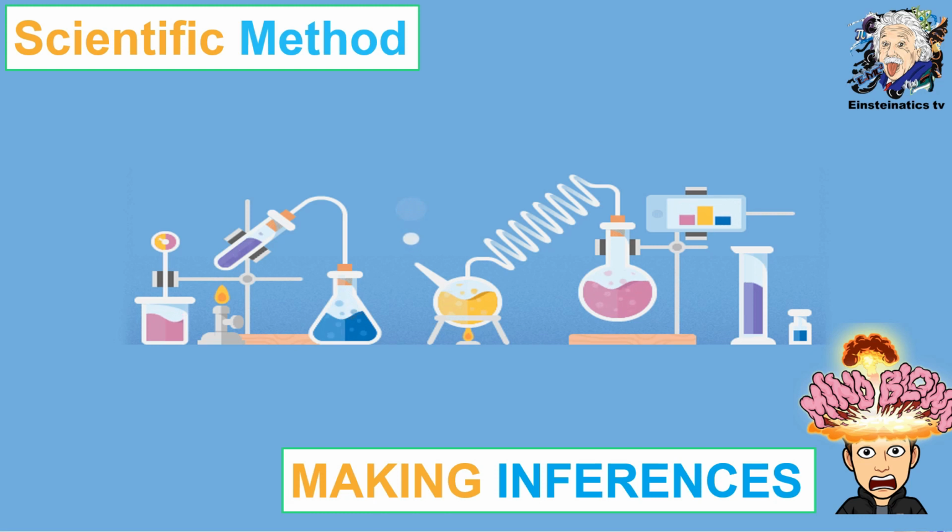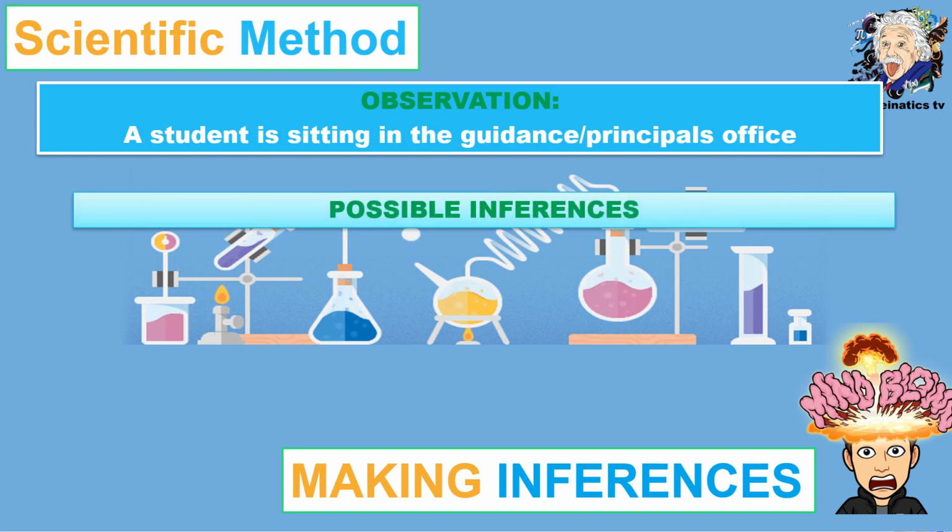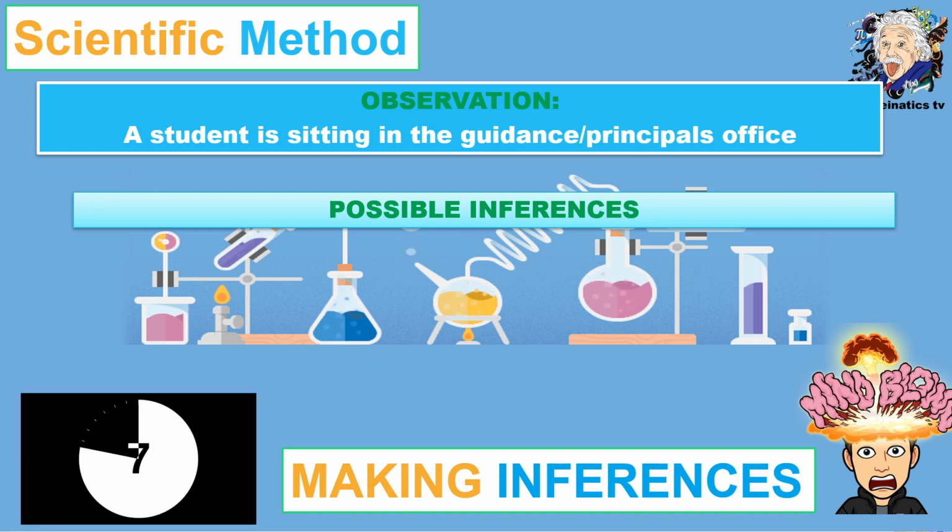For the next one, making inferences, the observation given is a student is sitting in the guidance or the principal's office. Now, I know many of you here could relate to this one or have a lot of ideas for the possible inferences. Just like the other two, you will only be given 30 seconds for this one. So what do you think is the reason why a student is sitting in the guidance or the principal's office?